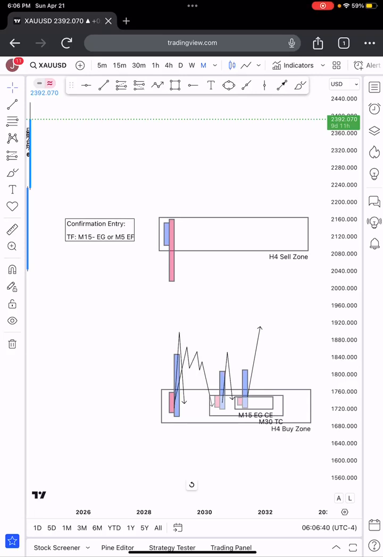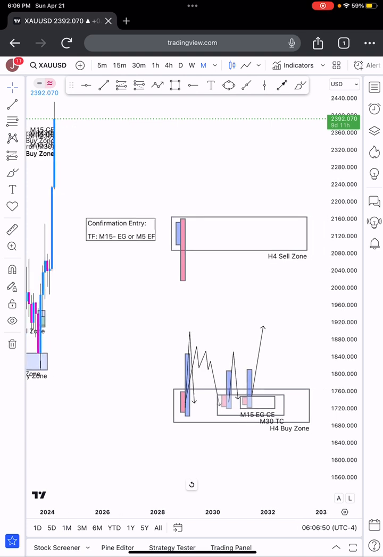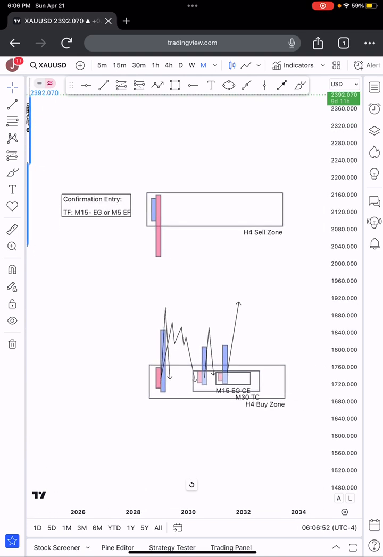Okay, so in this video I'm going to show you guys basically what a confirmation entry is. It's pretty simple, essentially. Let's say you have two zones: an H4 sell zone and an H4 buy zone, right? As I mentioned, that's the first SOP.